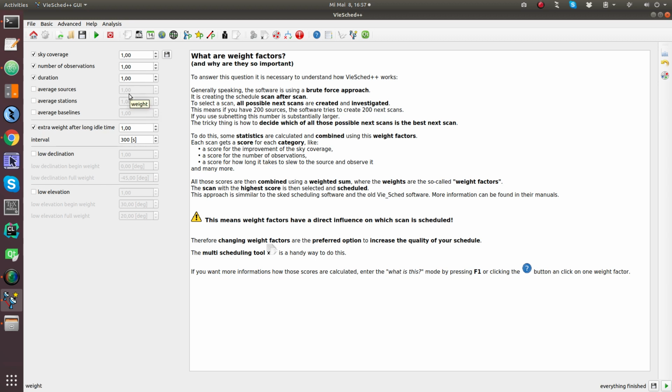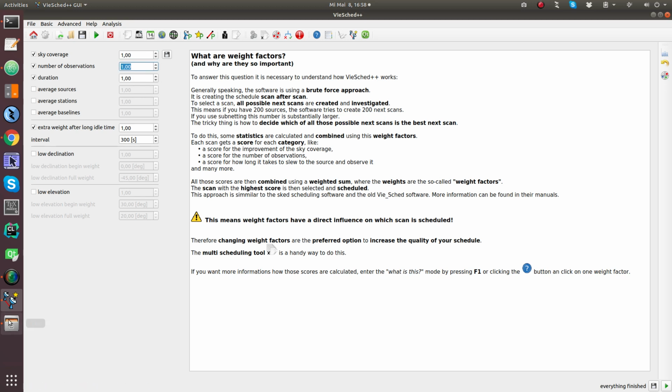In my opinion, especially the duration weight factor is very important. So usually I give this a high weight, use something like this, for example, for creating my schedule. But in the end, just try it out using the multi-scheduling tool. That's all I can say here.